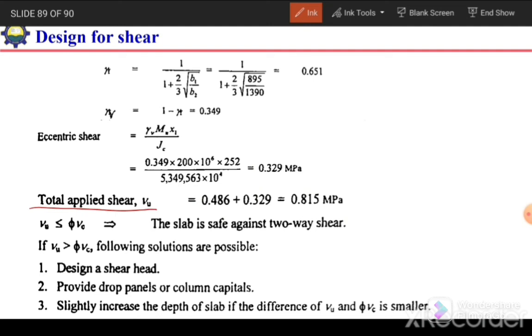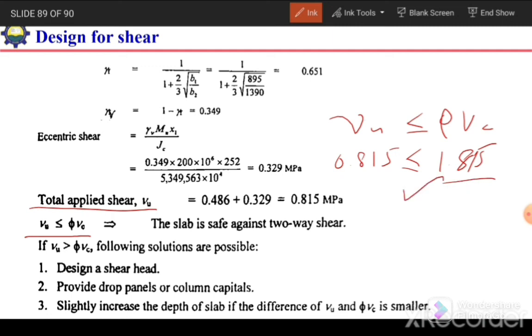Now we have calculated the total applied shear, and we have also calculated the resistive shear provided by the slab. So now we need to check the design equation. VU should be less than or equal to phi VC. Here VU is 0.815 and phi VC is 1.815. So this value is greater than this one, so it is okay. It means the slab can resist the applied shear without shear reinforcement.